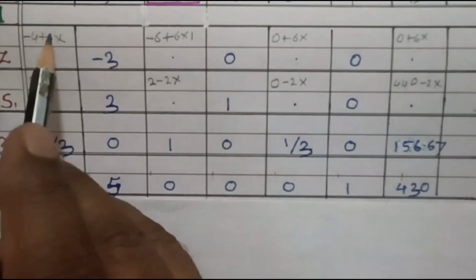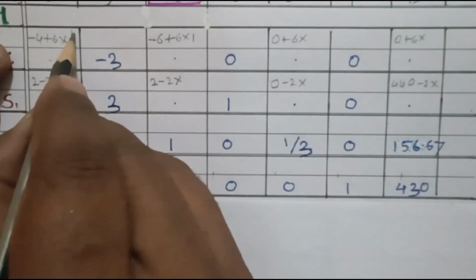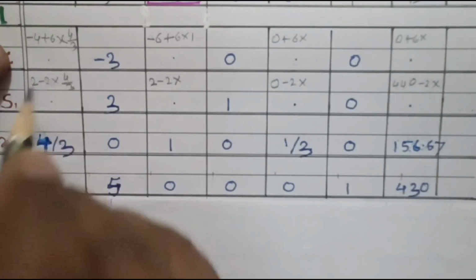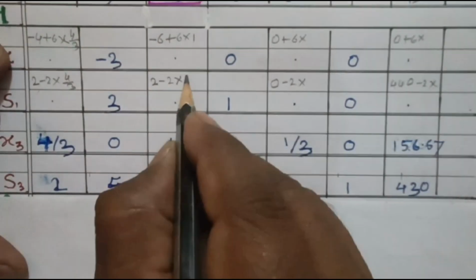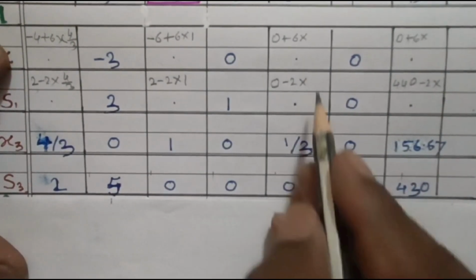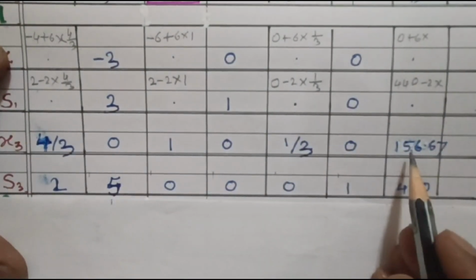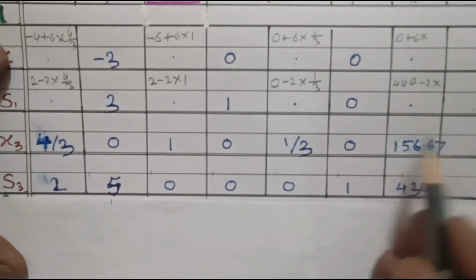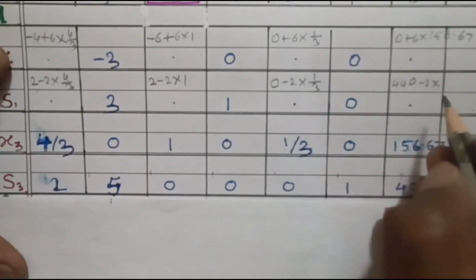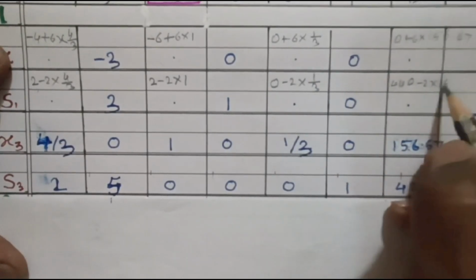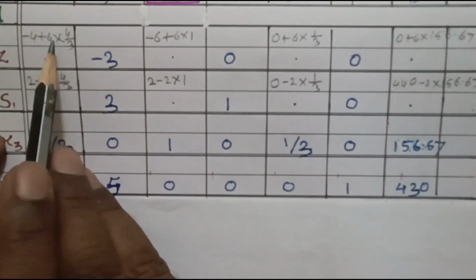Now take this column, where the key row element is 4/3. Here you have to put 4/3, and here also 4/3. Here the key row element is 1, so you take 1 here and 1 here. Here the key row element is 1/3, so you write 1/3 here and here. Then 156.67 is the key row element, so put 156.67 here and 156.67 here. Now use the calculator and get the values.